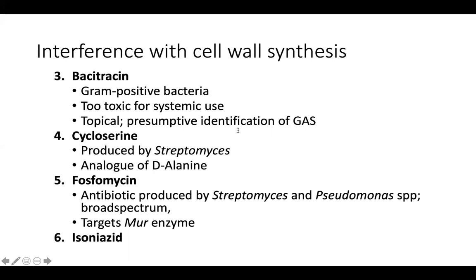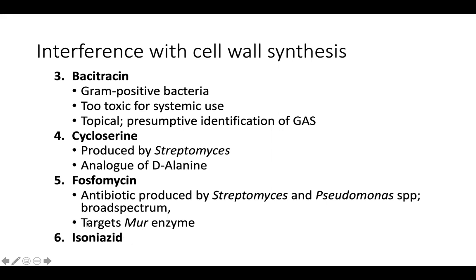So let me finish this. Someone is asking to repeat the glycopeptide mechanism of action. First, phosphomycin: this is an antibiotic produced by some bacteria in the genera Streptomyces and Pseudomonas. It targets the MurA enzyme, one of the enzymes involved in peptidoglycan synthesis. The process of peptidoglycan synthesis is very complex, so we've not gone into it. If you're interested, you can Google it and look at the process.